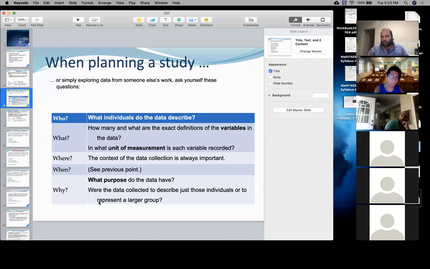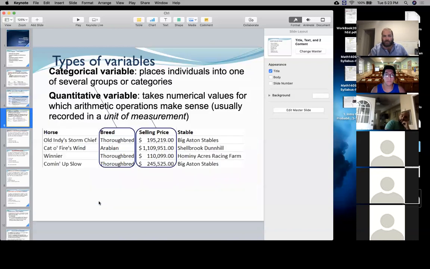Does that seem reasonable? Make sense? Yeah. Questions? Answers? Metaphors, allegories, similes, anything.